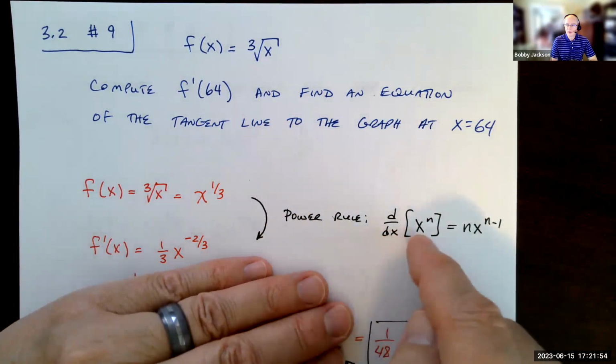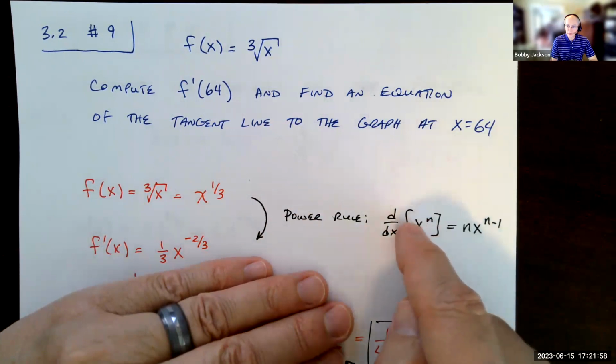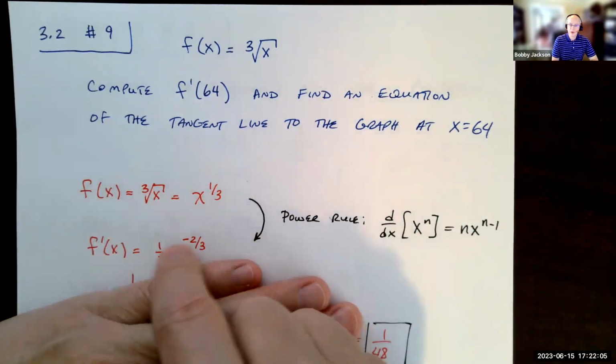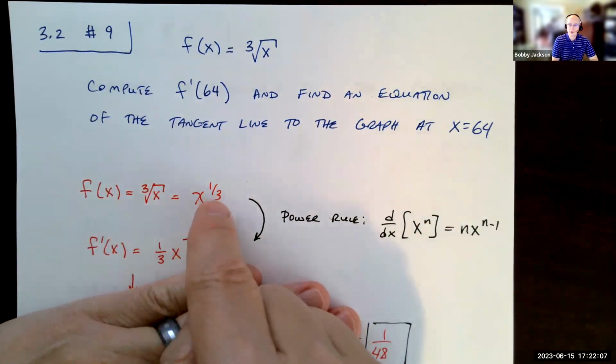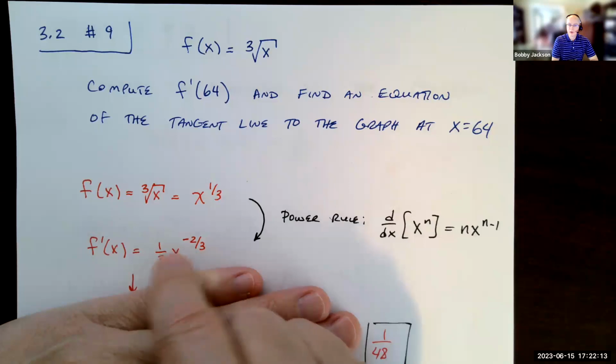That says the derivative of x to the n for any real number n, we basically bring the power down n and subtract 1, n minus 1. So I get n times x to the n minus 1. So here I bring the 1/3 down, x to the what? Subtract 1 from 1/3. 1/3 minus 3/3 is negative 2/3. Negative 2/3. So there's my derivative.